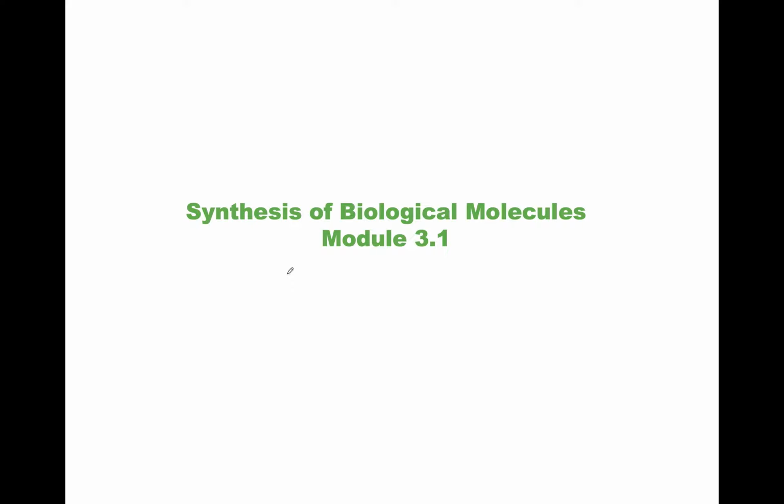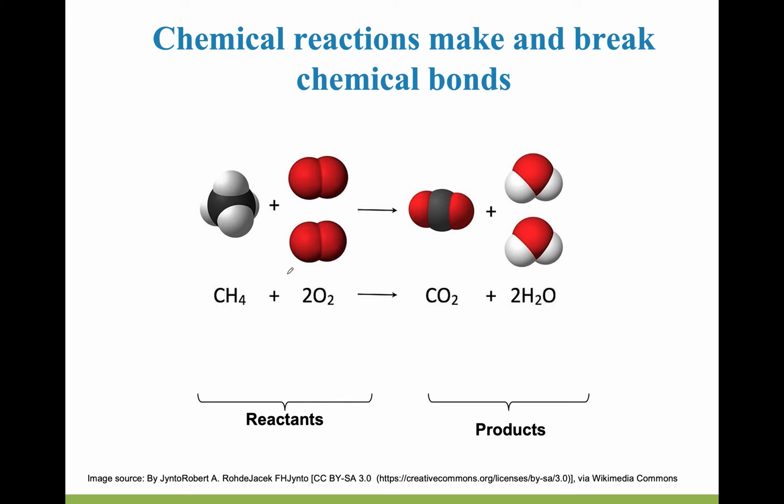So we're talking about biological molecules, but what are the reactions that allow life to put biological molecules together? So we're going to talk about conceptually how this happens. Let's talk about chemical reactions first. Well, chemical reactions allow us to make new molecules from older molecules. So a chemical reaction involves breaking old bonds and making new ones. So in this case, this is a reaction for burning methane.